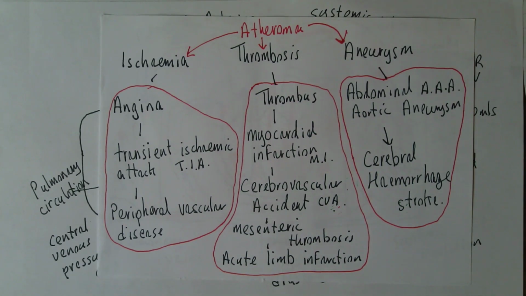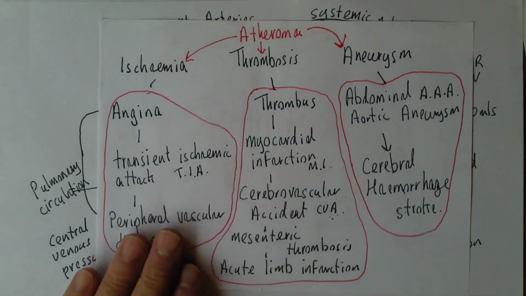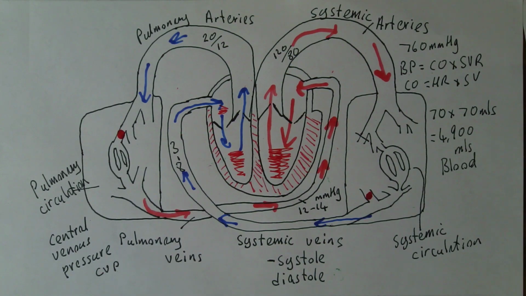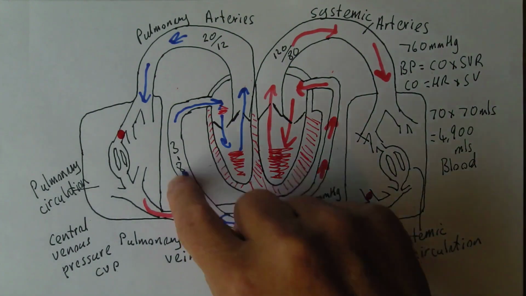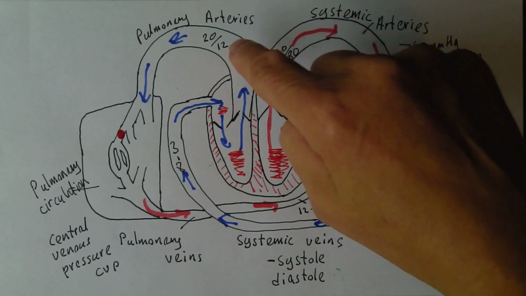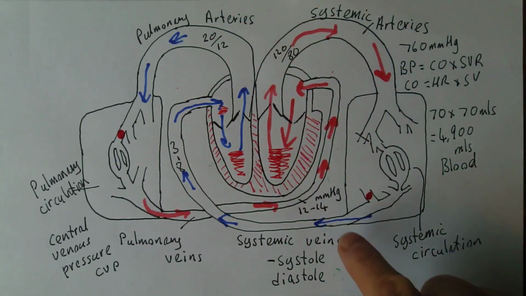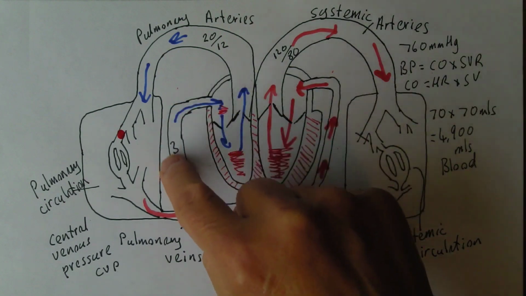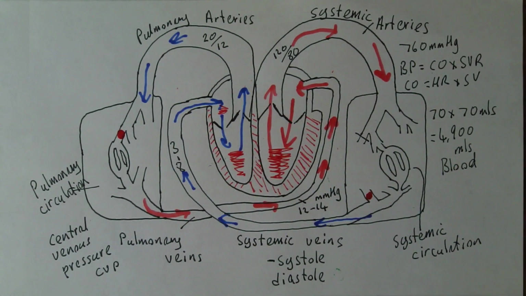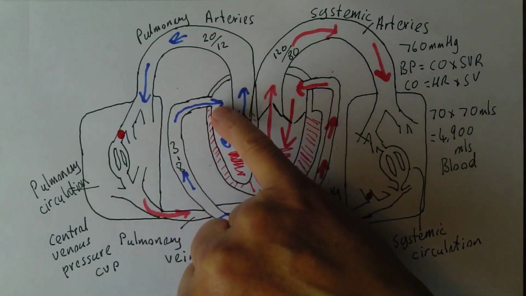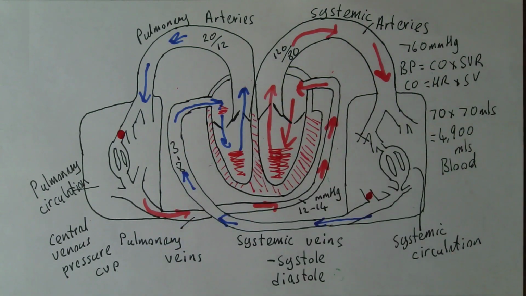So that was systemic arteries. Next, if we're working round, I think we'll look at systemic veins. We've looked at pulmonary arteries, we've looked at systemic arteries, and in the next video clip, we'll consider disorders of systemic veins. The systemic veins being the veins draining the systems of the body back to the right atrium.